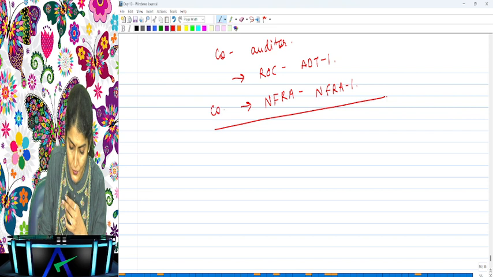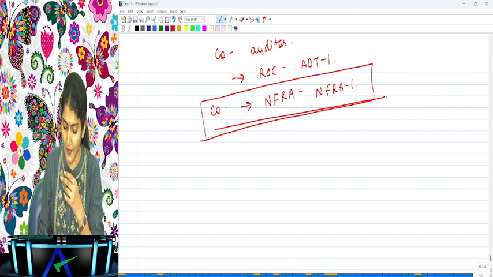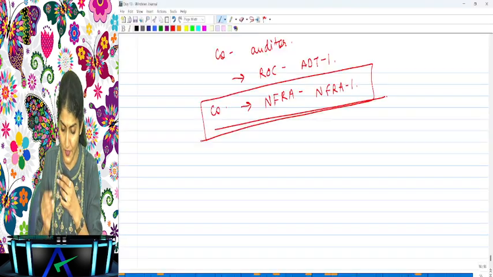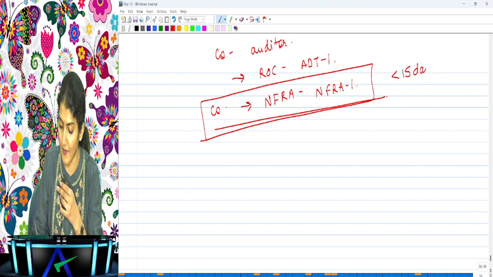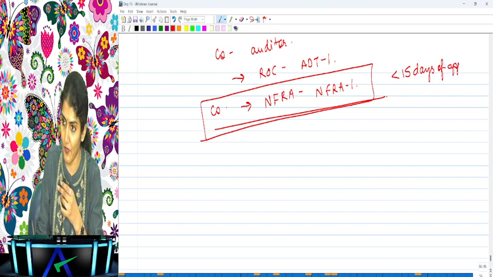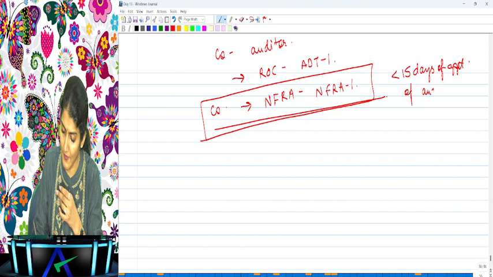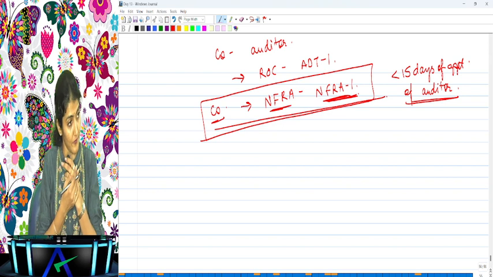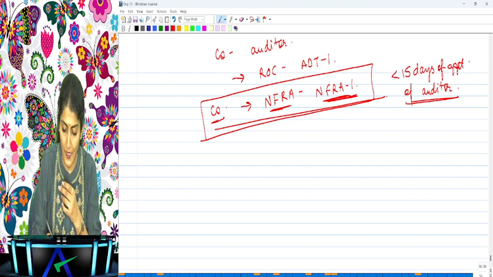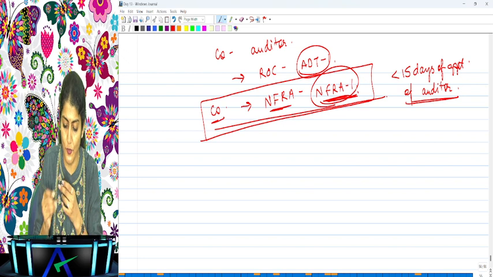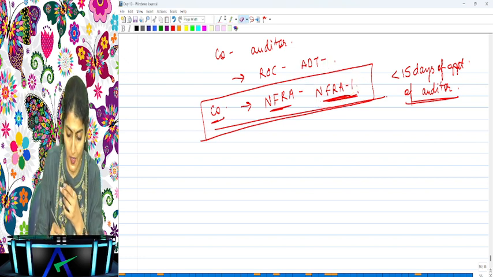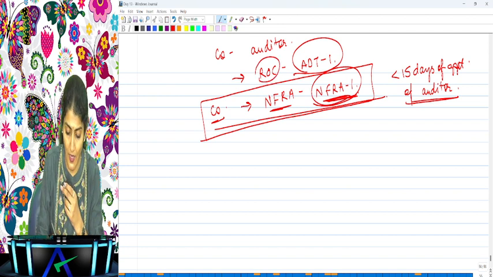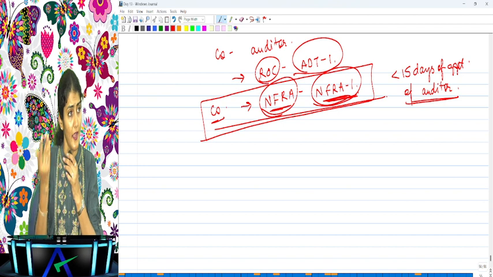So the company needs to file the form NFRA 1 within 15 days of the appointment of the auditor. The company needs to inform the NFRA. So the company needs to file the form ADT 1 also and the form NFRA 1 also. Are you getting that, everyone? ADT 1 will go to the ROC and NFRA 1 will go to the NFRA.